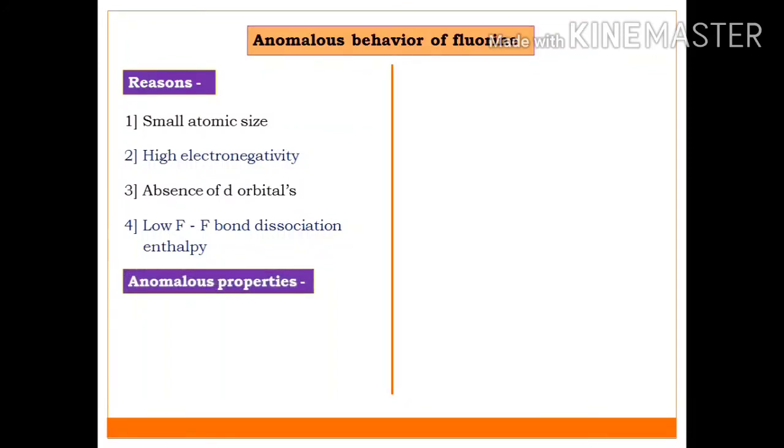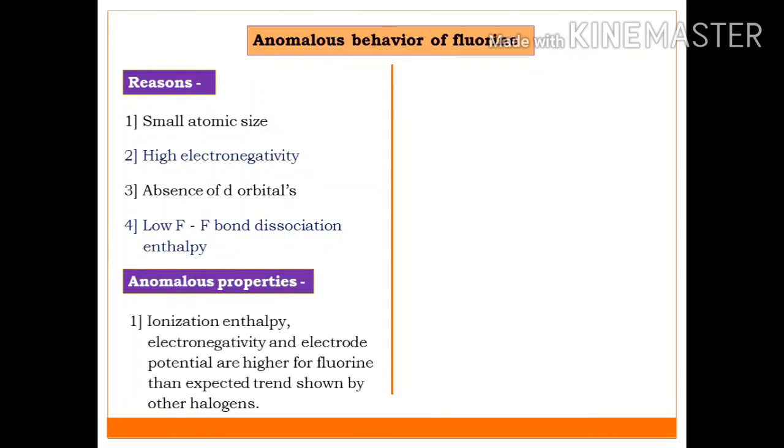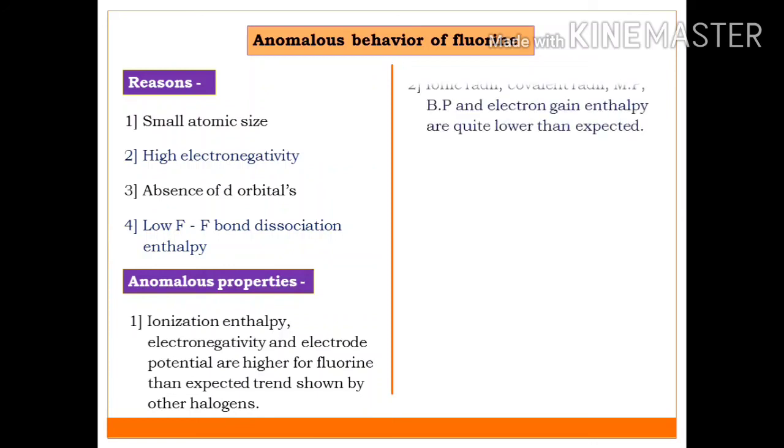Now let us see what are the anomalous properties of fluorine. Number 1, ionization enthalpy, electronegativity, and electropotential. These three values, if you compare it among fluorine and other elements, then these values are higher for fluorine and these values will be lower in case of other halogens. Ionic radii, covalent radii, melting point, boiling point, and electron gain enthalpy are quite lower. They are even lower than our expectation.